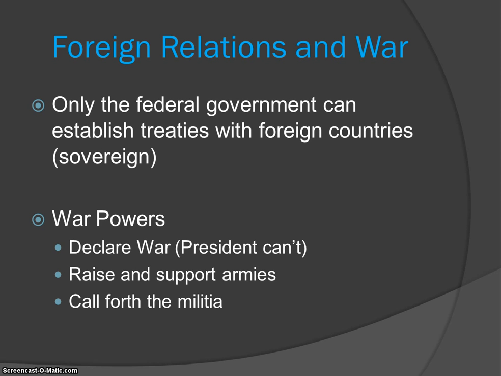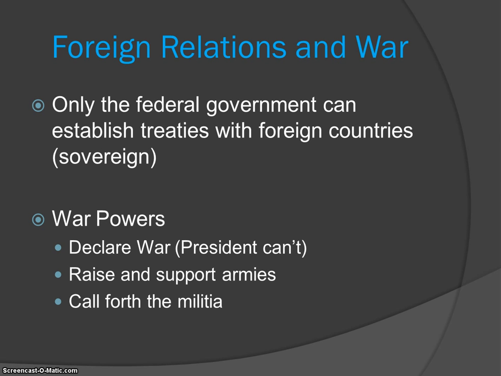Congress also has several foreign relations and war powers. Only the federal government can establish treaties with foreign countries. So Iowa cannot make a special treaty with Canada. The reason for this being that Iowa is not sovereign. We don't have complete control over ourselves. Whereas the federal government, the United States government, is sovereign, and they do have complete control. Also, if we had different states making different treaties, we could get drawn into different wars, and even possibly be split up on different sides, which would not be good for our national unity.